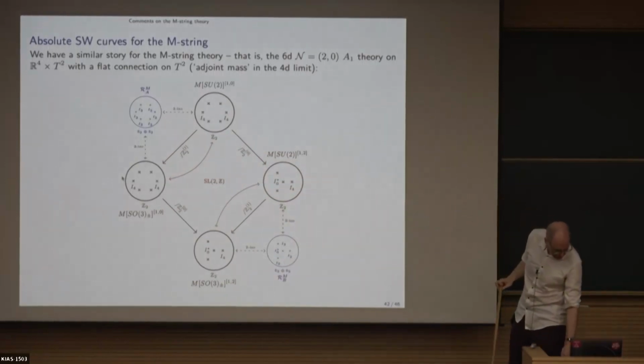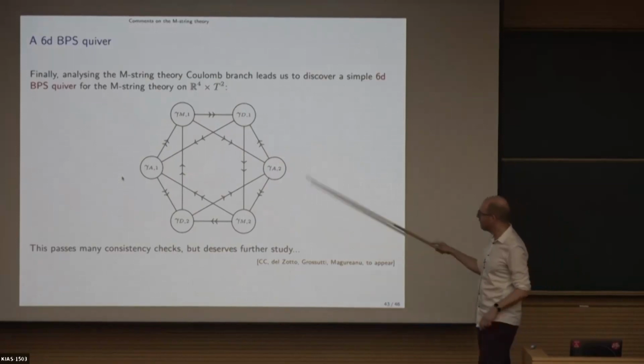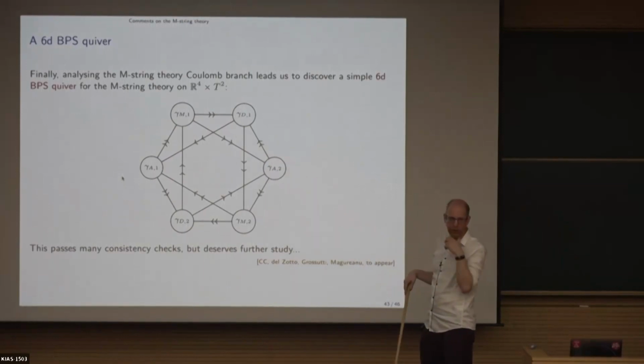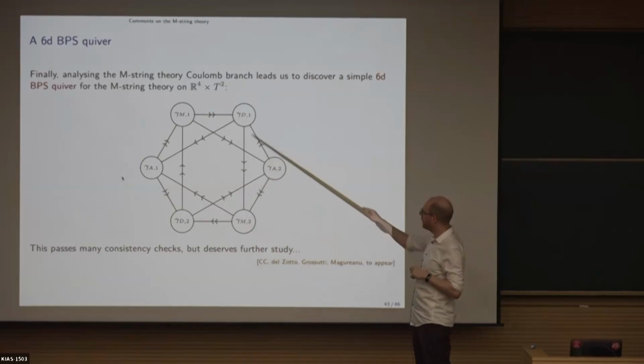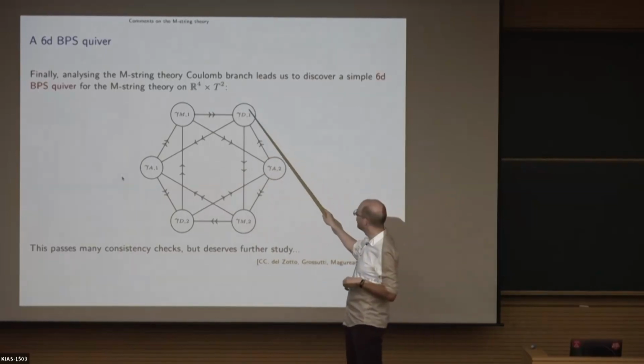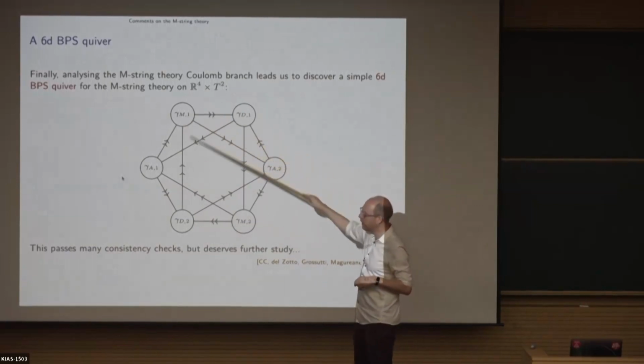As a side comment of this whole analysis, which is related to some other projects of ours, we could also use this analysis of the Coulomb branch of the M-string theory on the torus to derive the BPS quiver, similarly to a picture I showed before. In that case, there are six BPS states. So here you can see that essentially each one here is a copy of SU(2). The square here is a copy of the E1 theories.